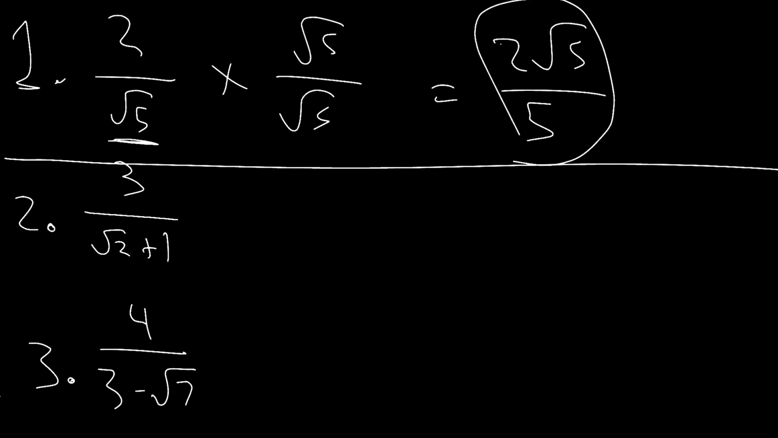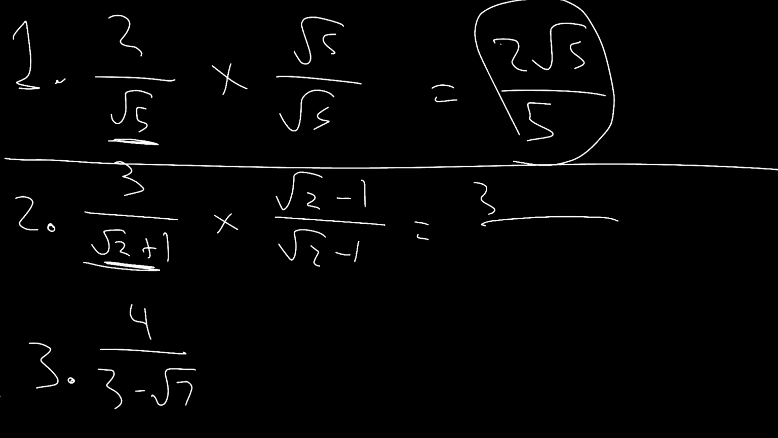Question number 2, 3 over root 2 plus 1. So we would have to multiply it by another fraction where the top and bottom is the conjugated version of the surd. So all we have to do is invert the plus into a minus. So I have root 2 minus 1 over root 2 minus 1. So 3 times root 2 minus 1 gives me 3 root 2 minus 3.